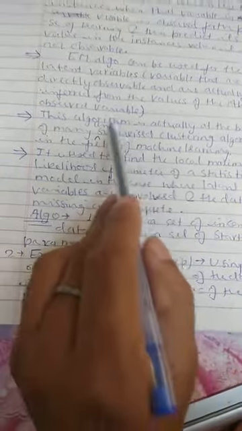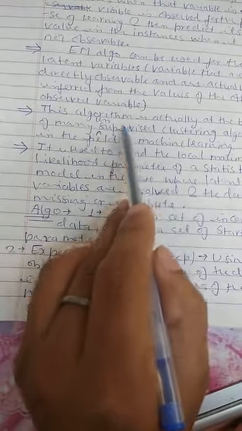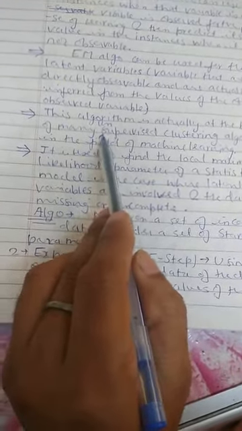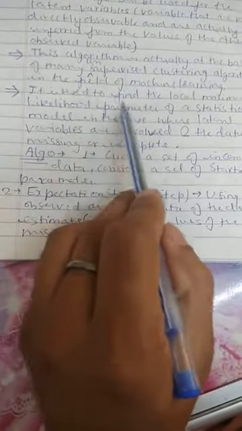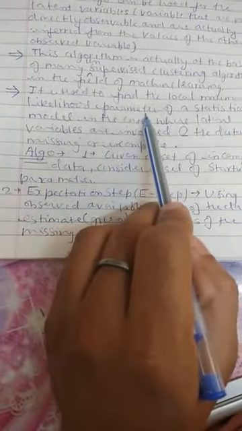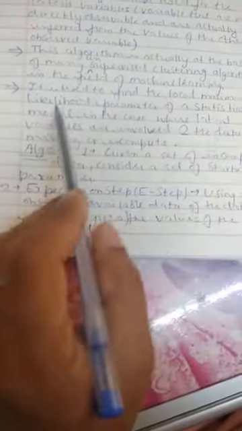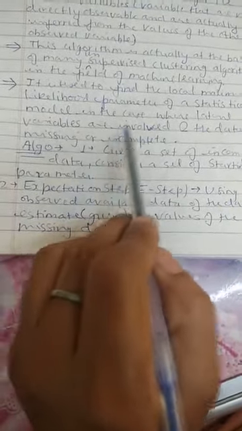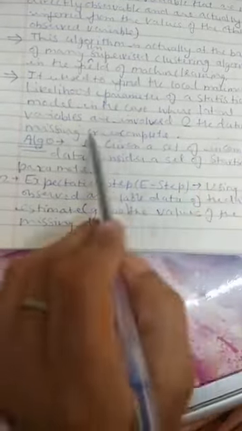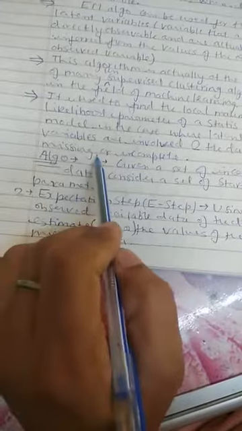learning. It means this algorithm is used in unsupervised clustering methods. Third, it is used to find the local maximum likelihood parameter of a statistical model in the case where latent variables are involved and data is missing or incomplete. It means this algorithm is used where the data is incomplete or data is missing.